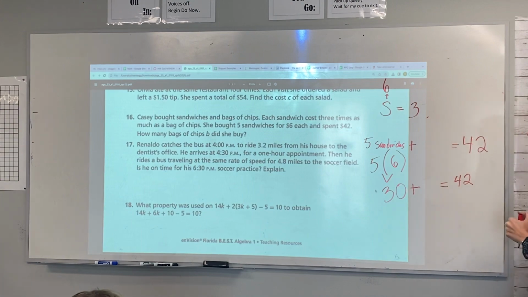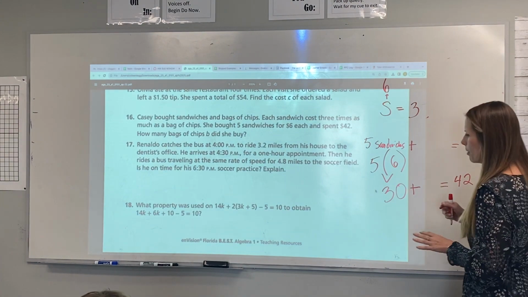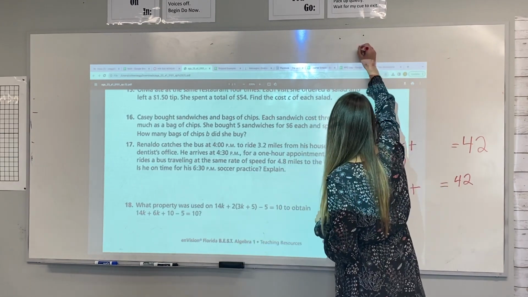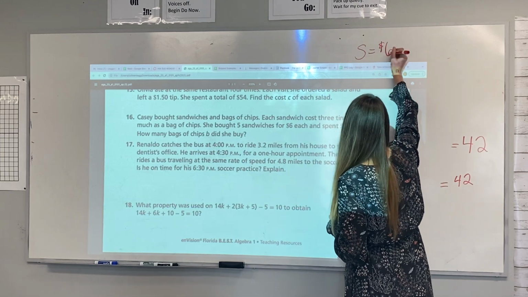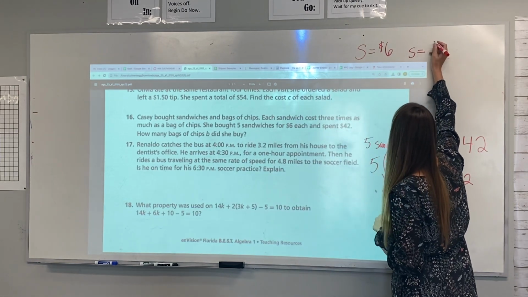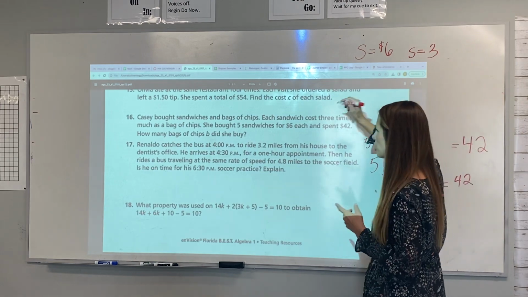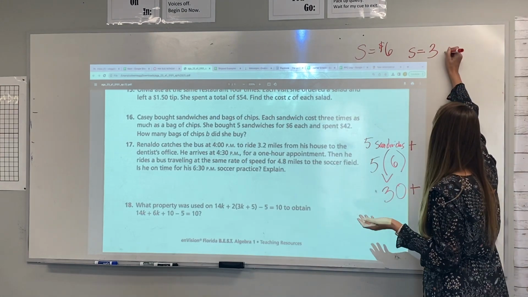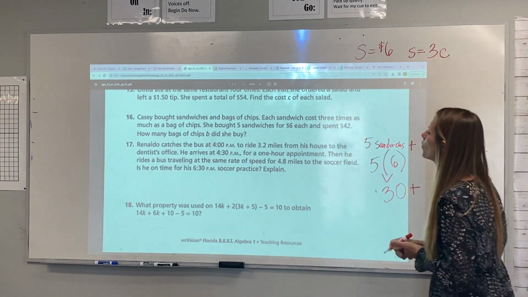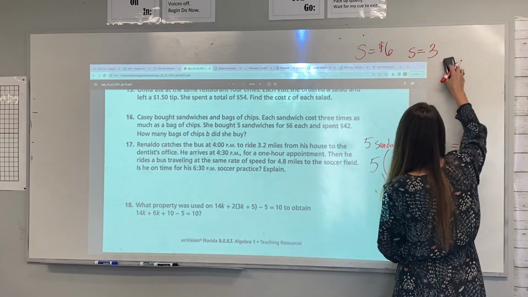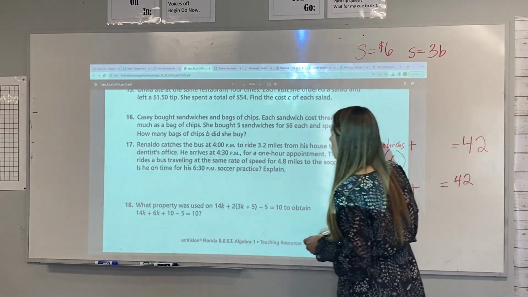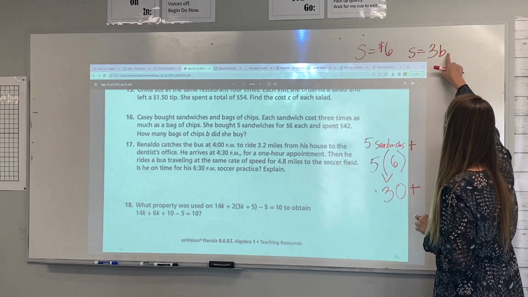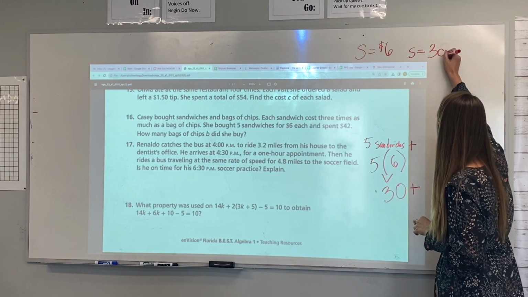Okay, so let's map this out again. I'm gonna start over here. It says that sandwiches are $6, and we also know that sandwiches cost 3 times the amount of chips. They want to represent it in B. I'm going to represent it with C because I don't understand why you would say bags of chips. Okay, 3B for bags of chips. But that would be the cost.